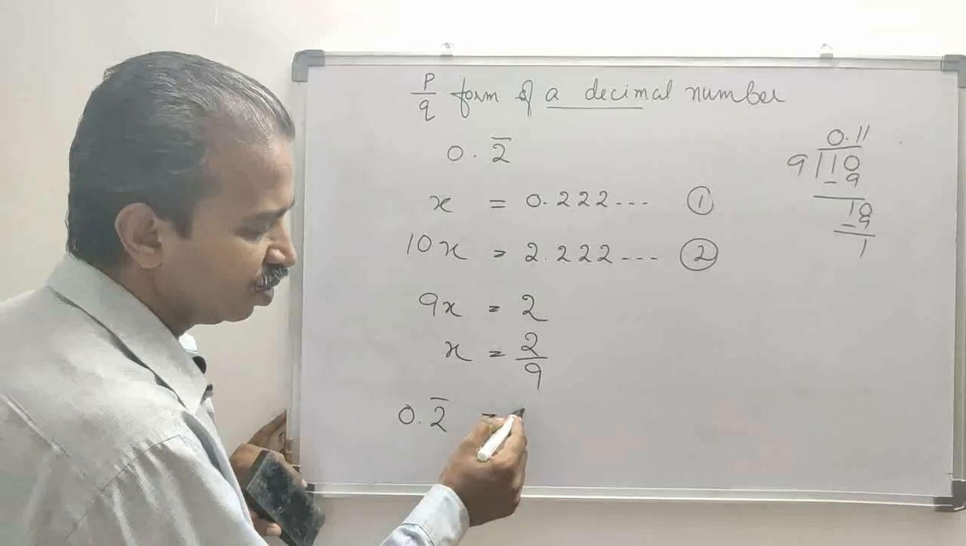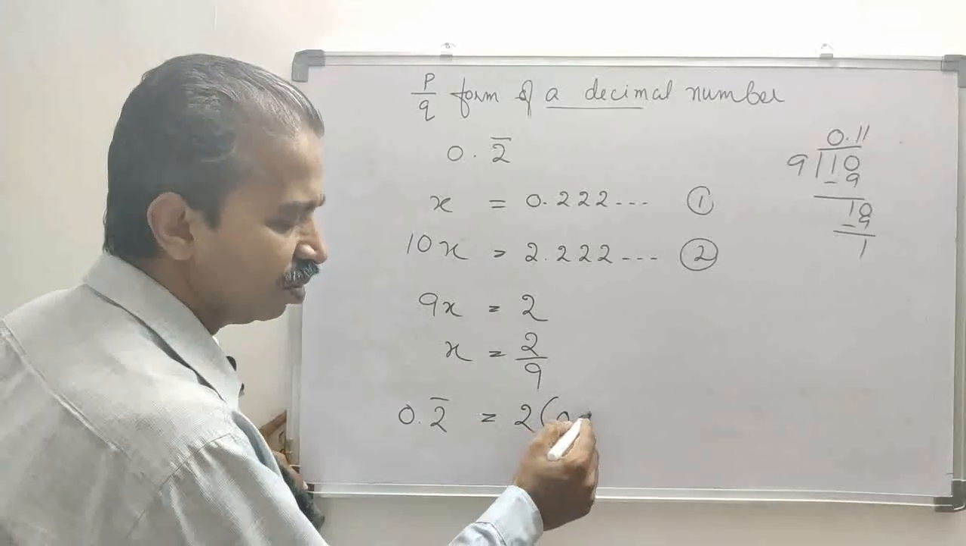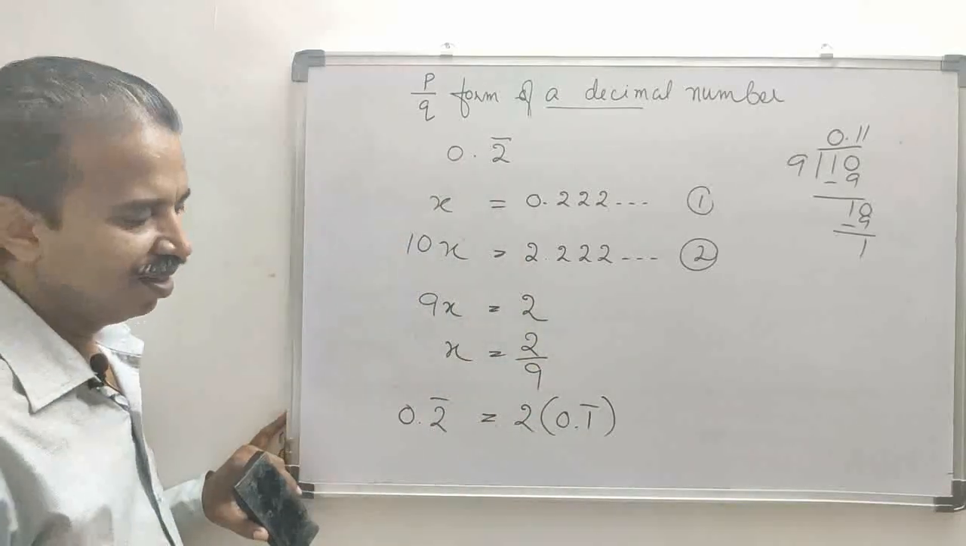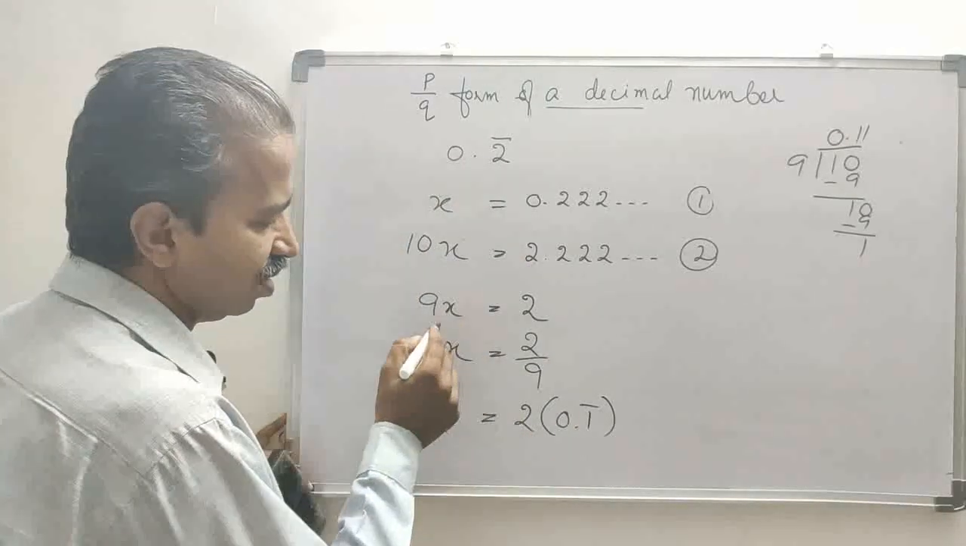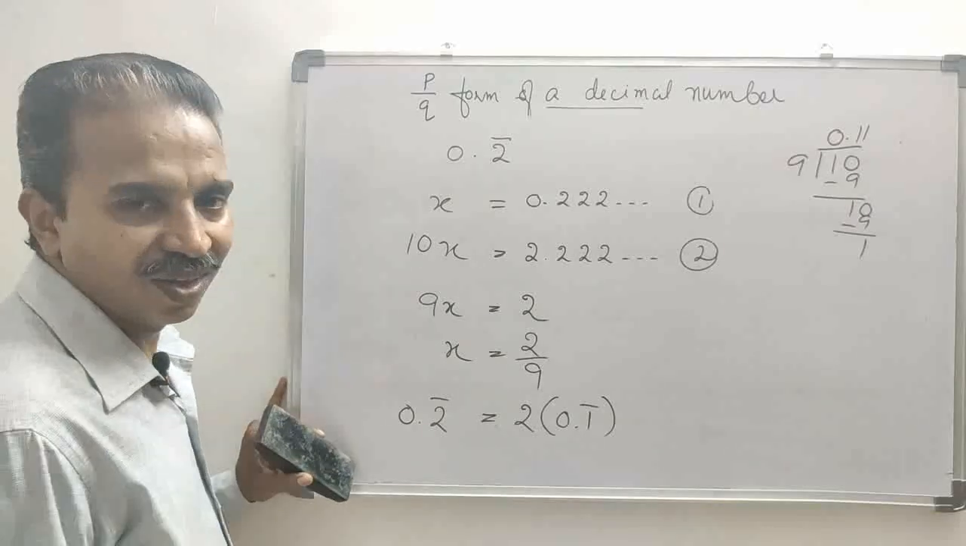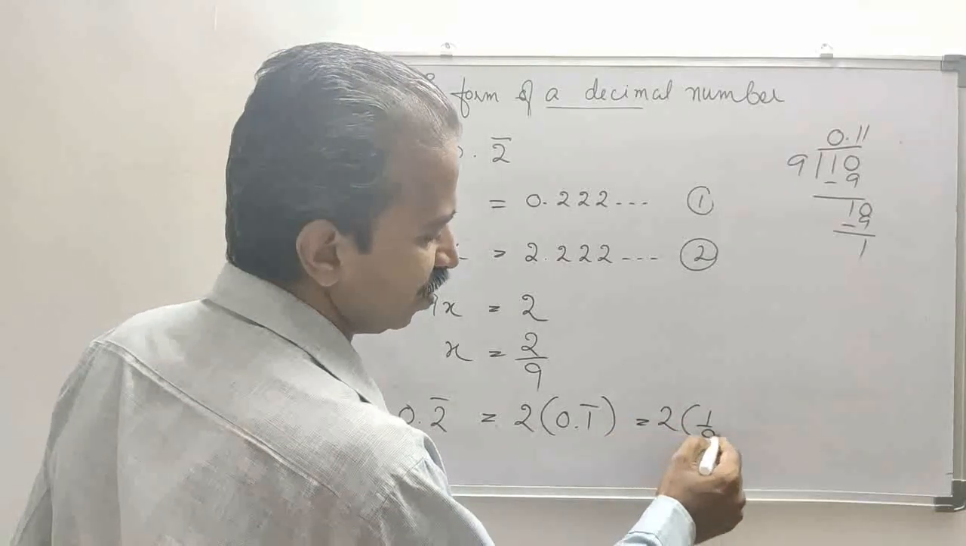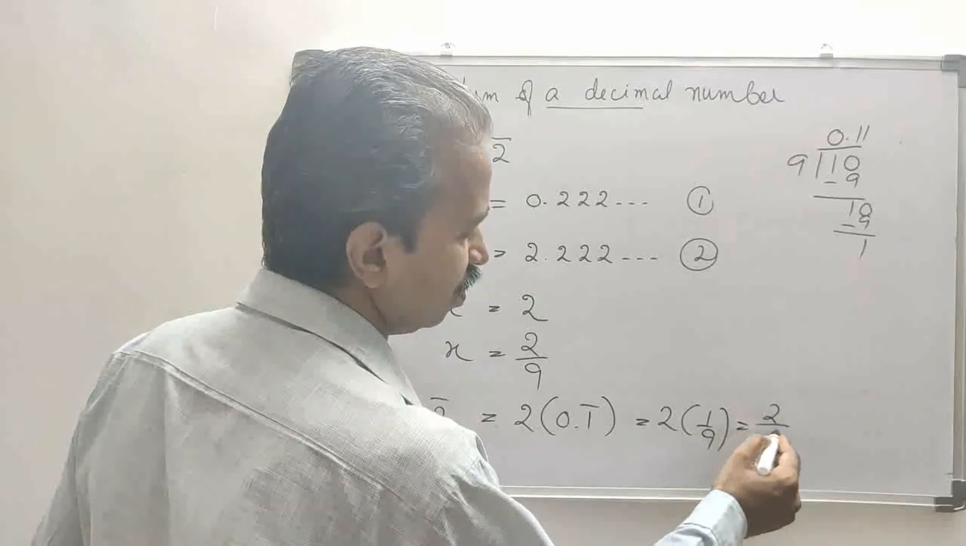So it can also be done in this way, that is 0.2 bar can be written as 2 into 0.1 bar. 2 into 0.1 bar is 0.2 bar. 0.1 bar we saw is 1 upon 9. So that is 2 into 1 upon 9, 2 into 1 upon 9 is equal to 2 upon 9.